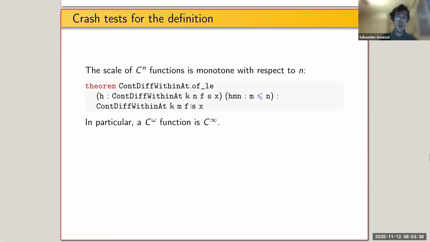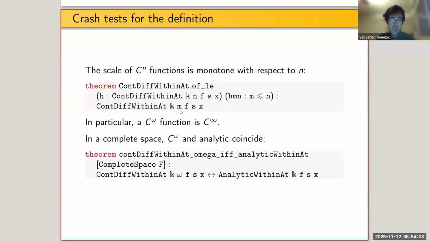First, we can prove monotonicity with respect to the smoothness exponent. If a function is Cn and you have some smaller exponent m, then the function is also Cm. Okay, good for us. That's a property we want. If we hadn't been able to prove this one, it would have meant that our definition was wrong. With this definition, this one is okay.